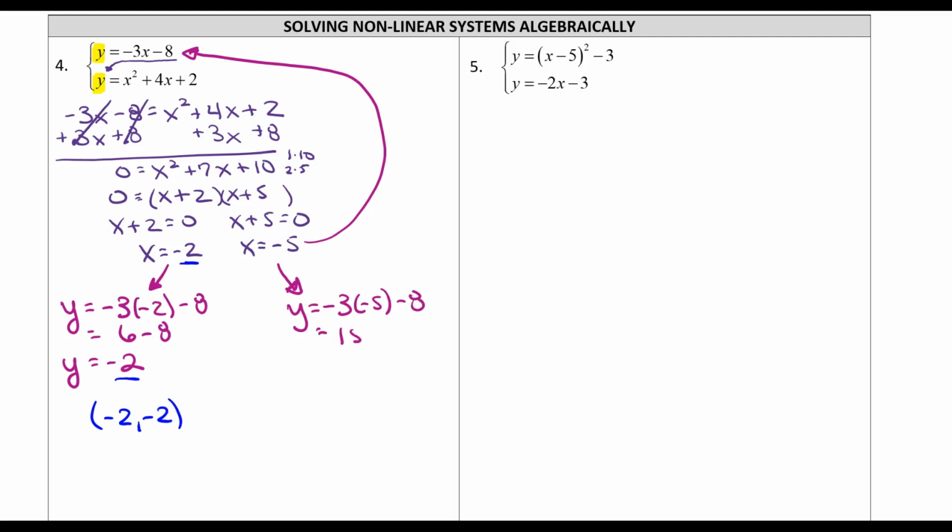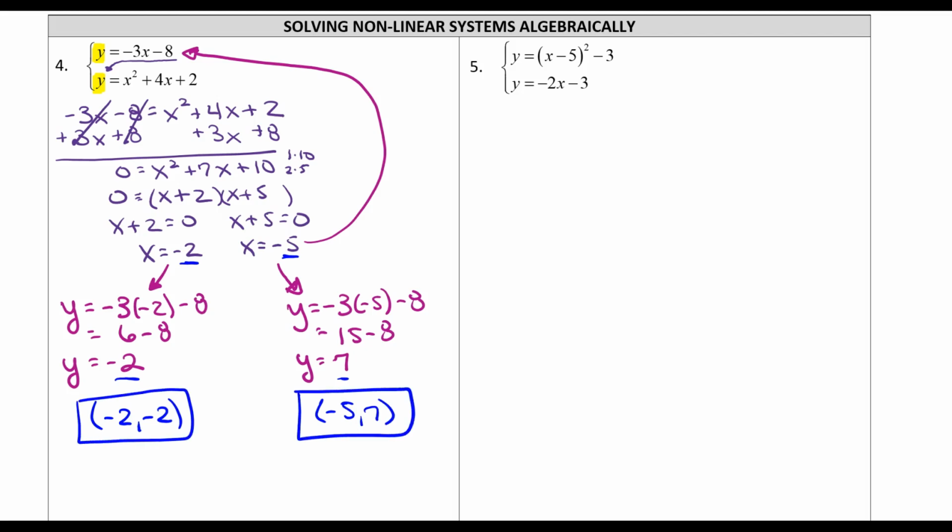So this is going to be 15 minus 8, which means y is going to equal 7. So this particular point would use the negative 5 and the 7, so negative 5, 7. So those would be our solutions, negative 2, and negative 5, 7. So if you were to graph these two equations, those would be the 2 points of intersection.